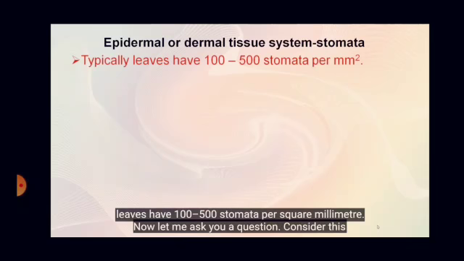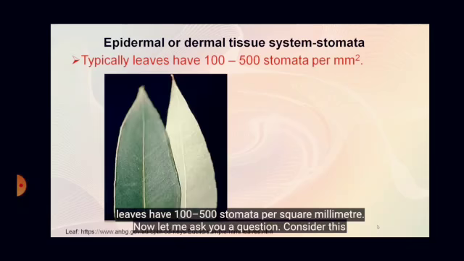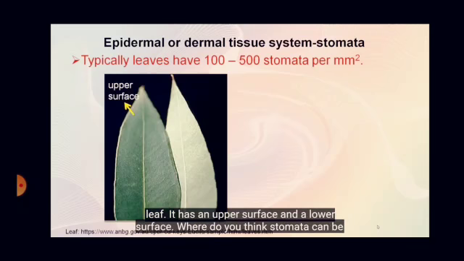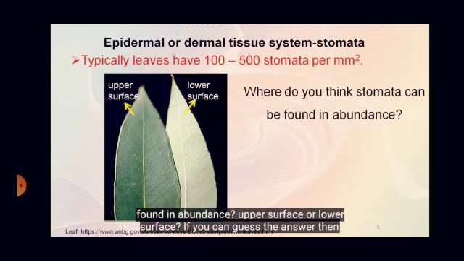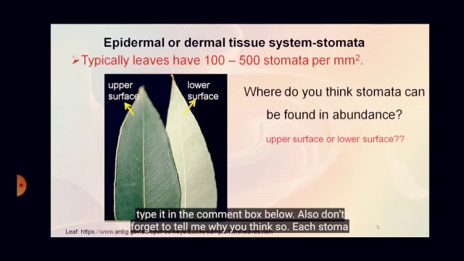Now let me ask you a question. Consider a leaf, it has an upper surface and a lower surface. Where do you think stomata are found in abundance, the upper surface or the lower surface? If you can guess the answer, then type it in the comment box below.